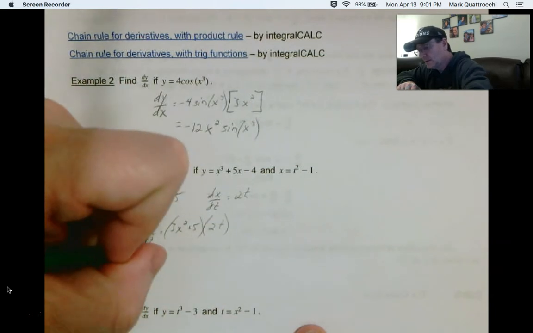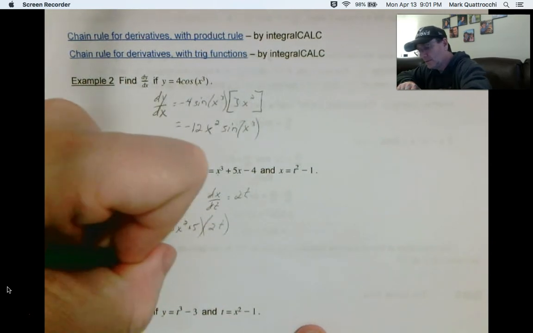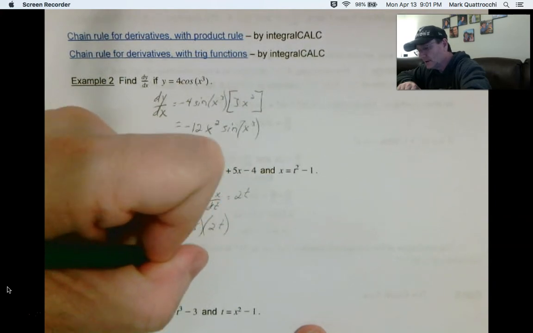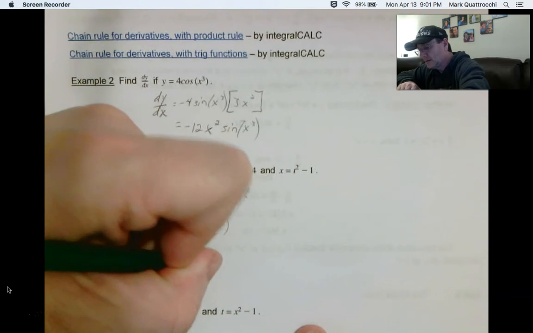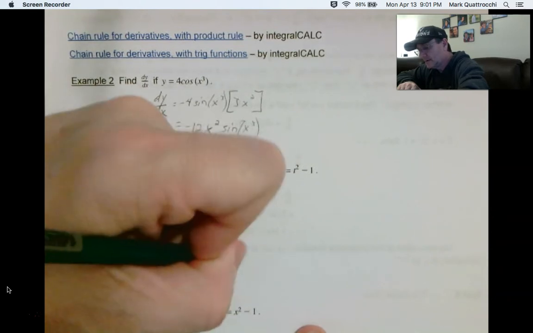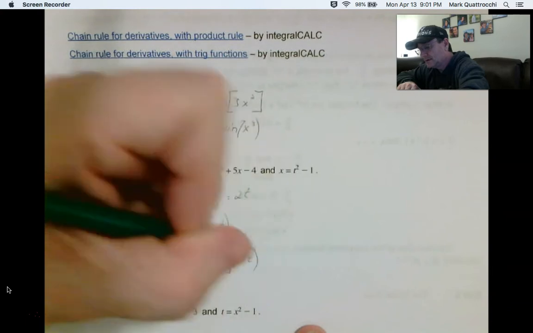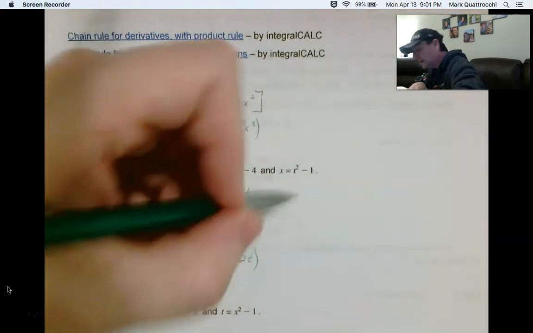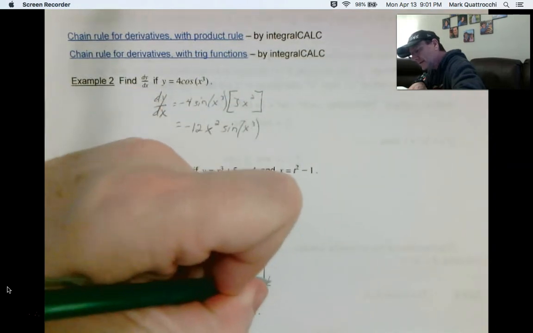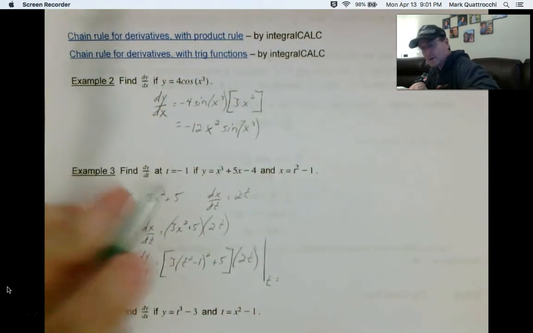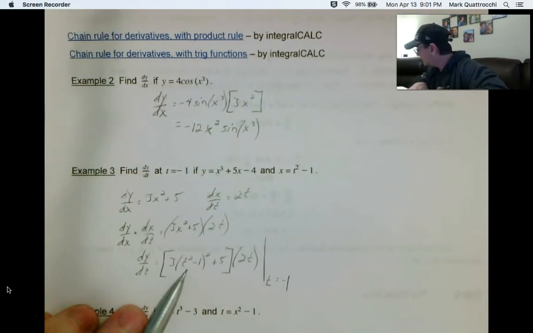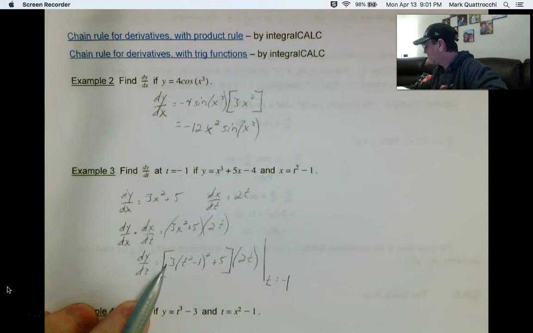Okay. 3 times t squared minus 1, squared, plus 5, times 2t. And we want to evaluate this, now that we've got this, at t equaling negative 1. So we'll put negative 1 in place of all the t values.